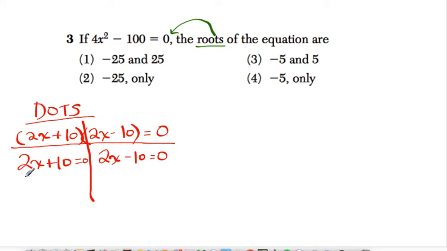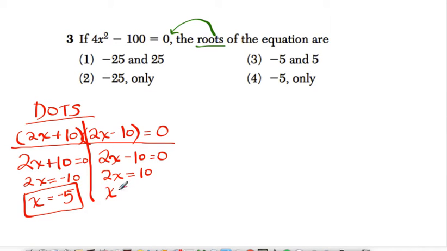Now solving these, we would subtract 10. We're going to get 2x equals negative 10, which of course means x would equal negative 5 once you divide by 2. Over here we would add 10, we get 2x equals 10, which if you divide by 2, you would get x equals 5. So we arrive at an answer of 5 and negative 5. And you could check this as well by substituting in and verifying that it does equal 0.